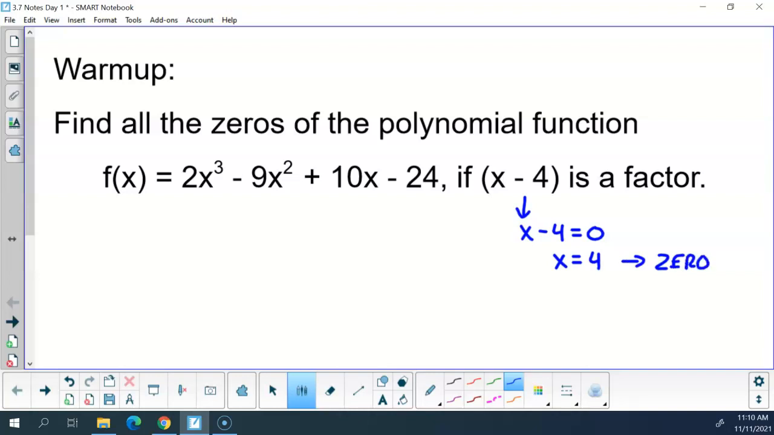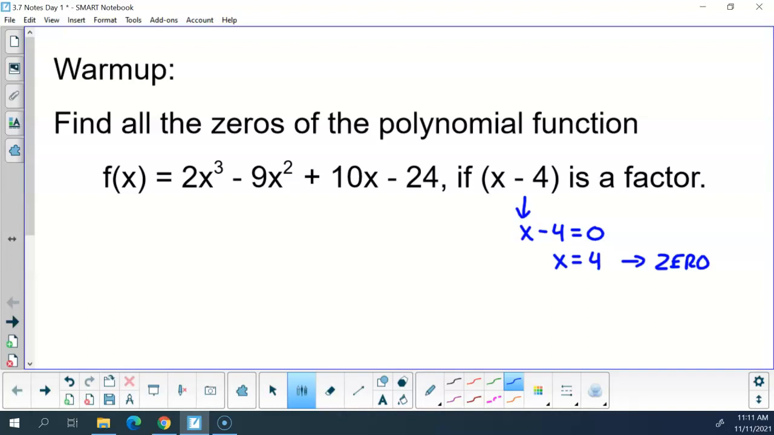So right there, that's how much of our answer? It's a third of our answer, right from the start. Because how many answers should we get, Roz? We should get 3 because it's a cubic function. So we just found one of them.